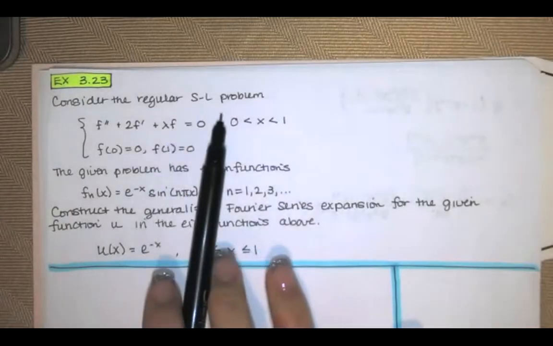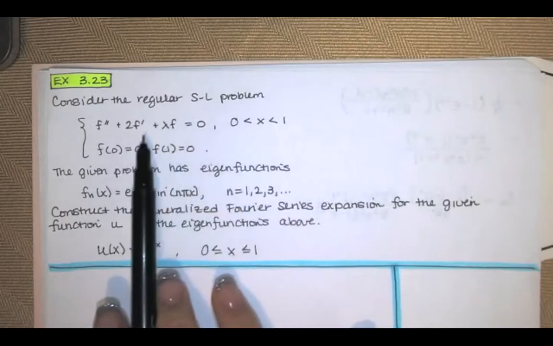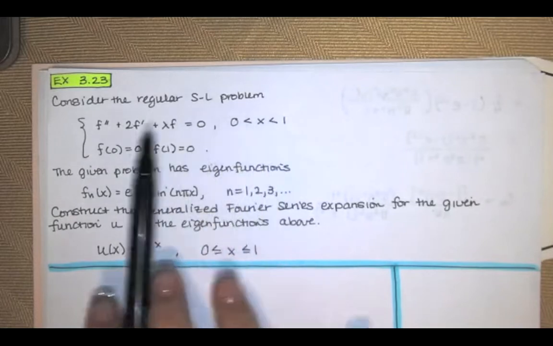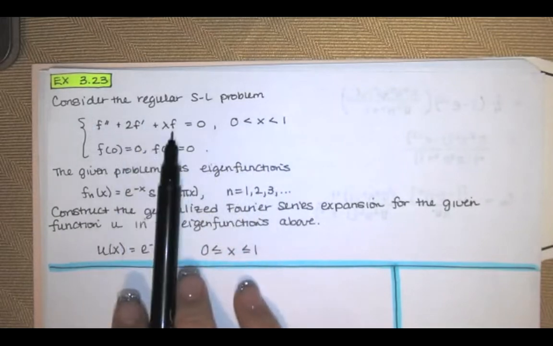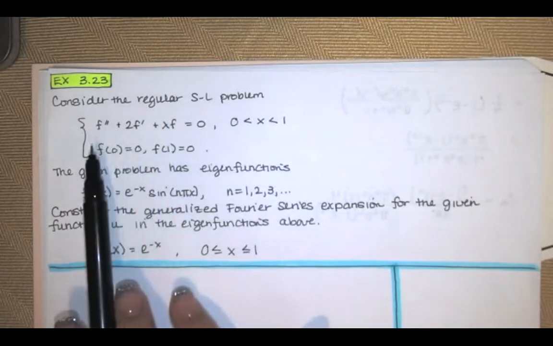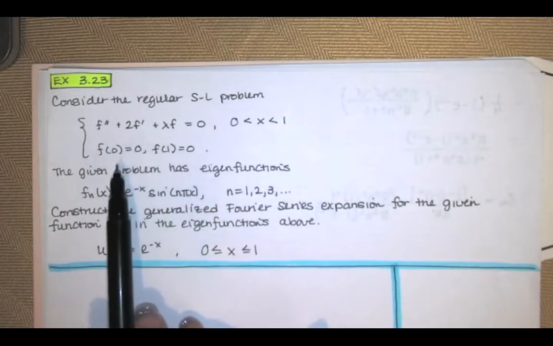It says, consider the regular Sturm-Liouville problem given here. We have a differential equation. We know that x is between 0 and 1. When x is between 0 and 1, we have f satisfying this differential equation. Lambda is a value of a parameter. We're calling those the eigenvalues of the Sturm-Liouville problem. And we know that f of 0 equals 0 and f of 1 has to be 0.